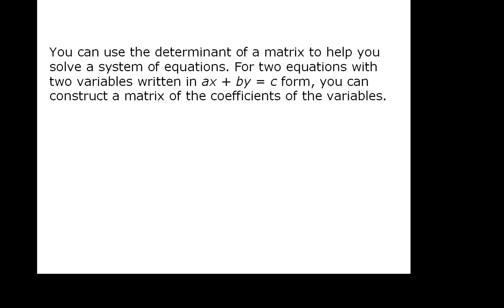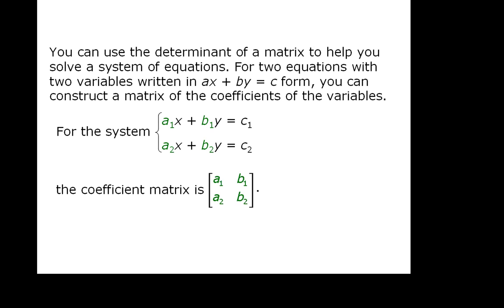For two equations with two variables written in ax plus by equals c form, or standard form, you can construct a matrix of the coefficients of the variables. So for this system, a1x plus b1y equals c1 and a2x plus b2y equals c2, the coefficient matrix's first column will be made up of the coefficients for the x values, and the second column the coefficients for the y values.